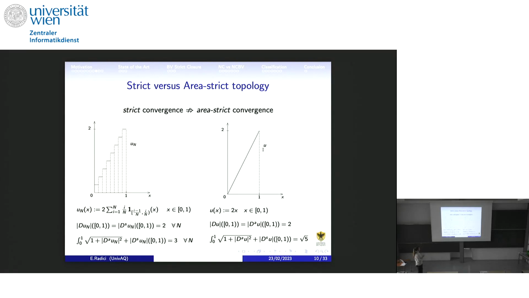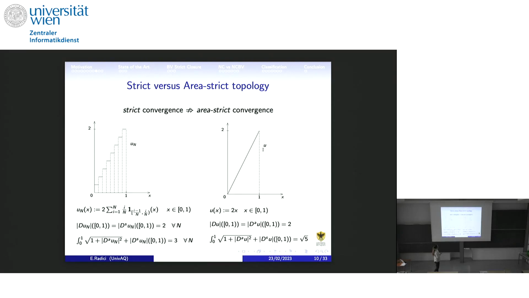This is a counterexample. Here you see with step functions, you are approximating x, even if it's one-dimensional. Then you have strict convergence. It's very easy to check because the total variation is 2 in both the approximations and the limit. But it's not area strictly converging because the area functional here would be 1. You are doing just jumps. So plus the total variation 2 gives 3 for every n, while here the limit gives square root of 5 because it just has an absolutely continuous part.